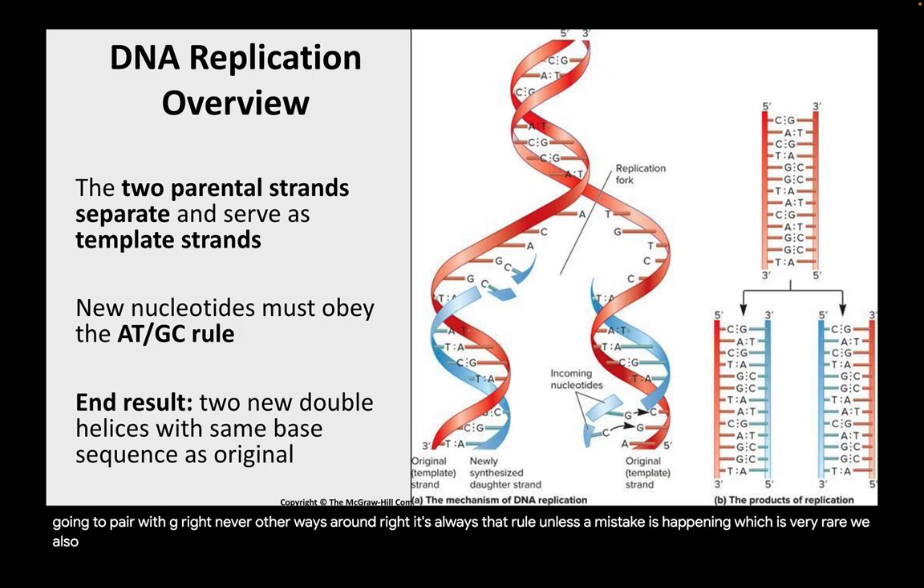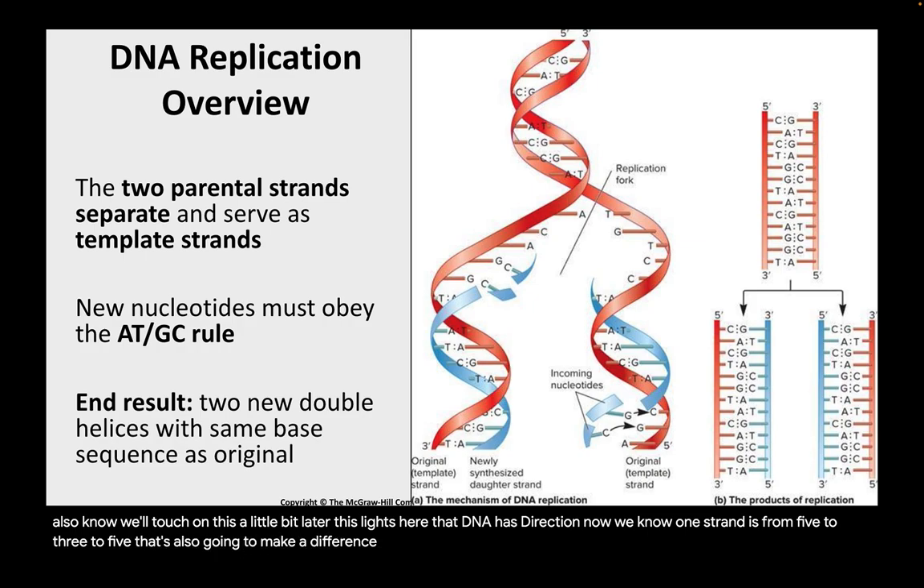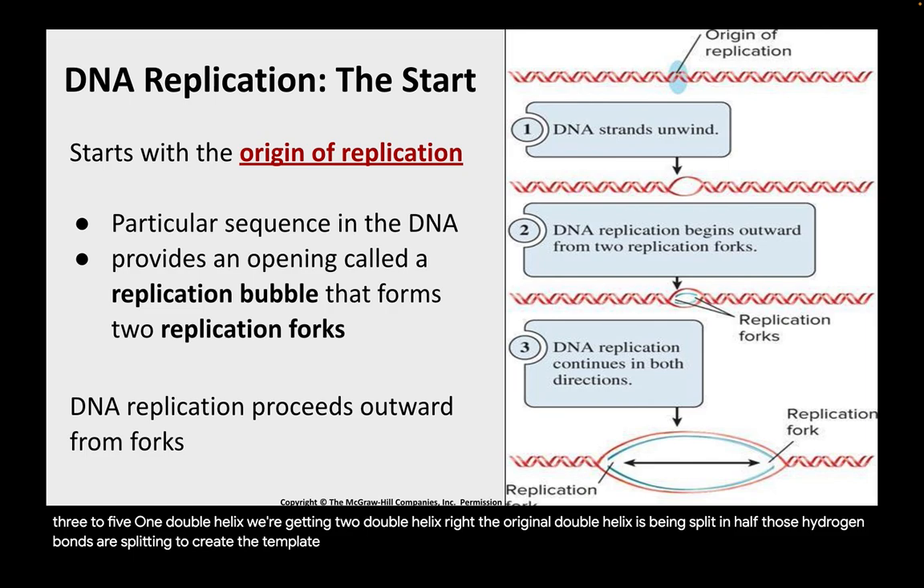We also know, and we'll touch on this a little bit later in the slides, that DNA has directionality. One strand is from 5 to 3, the other strand is opposite, from 3 to 5. That's also going to make a difference in how DNA is replicated. So we're starting with one double helix and getting two double helixes. The original double helix is being split in half, and those hydrogen bonds are splitting to create the template. So let's start at the start.